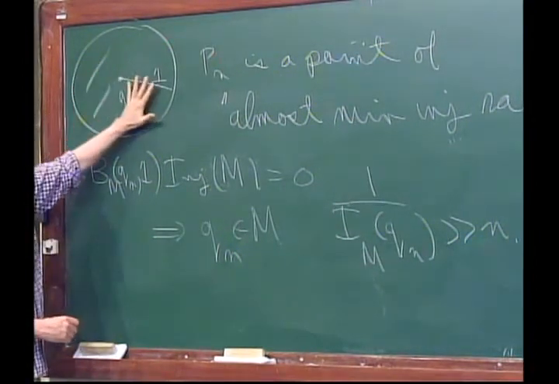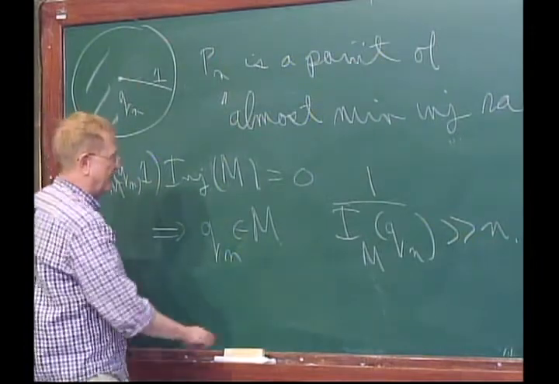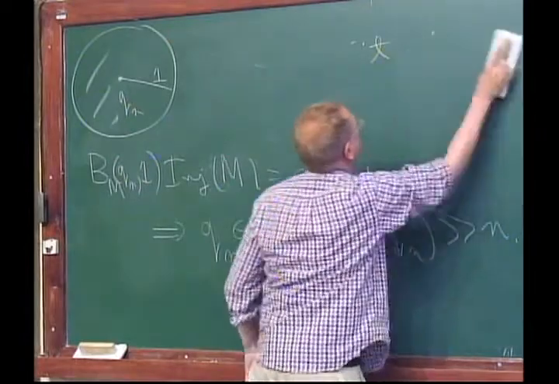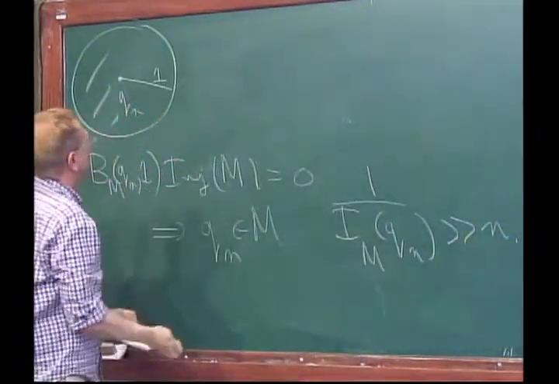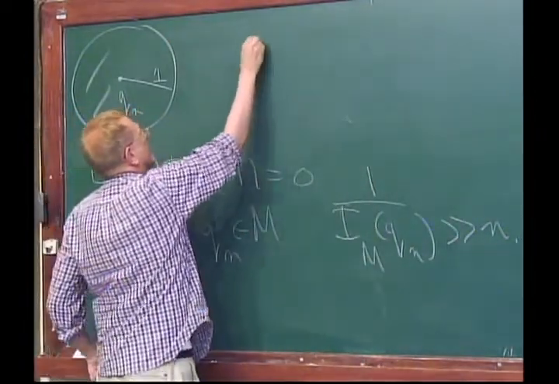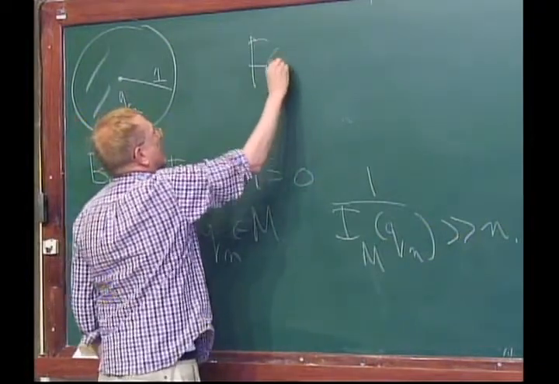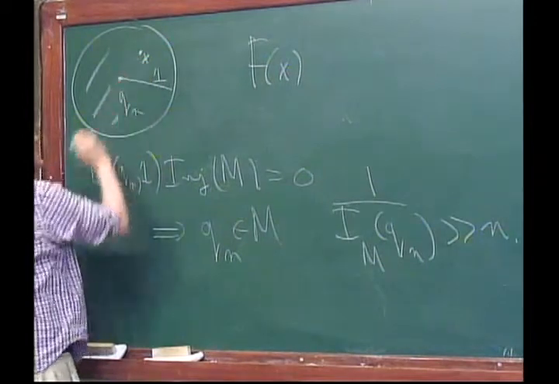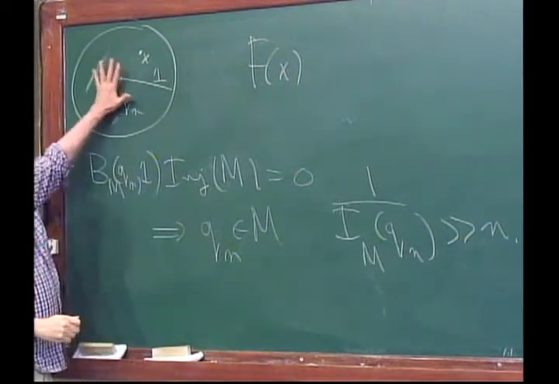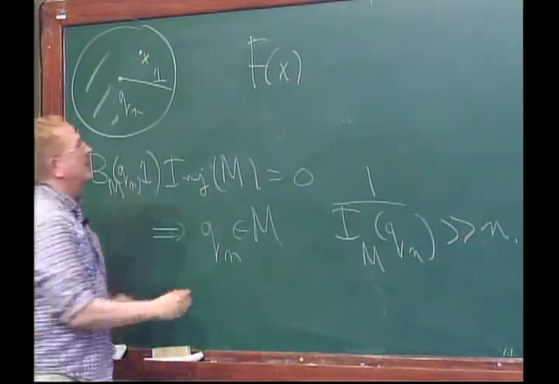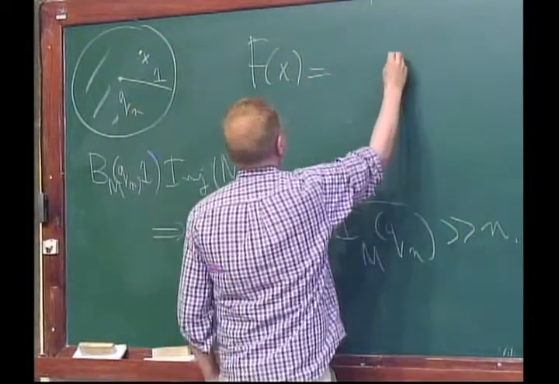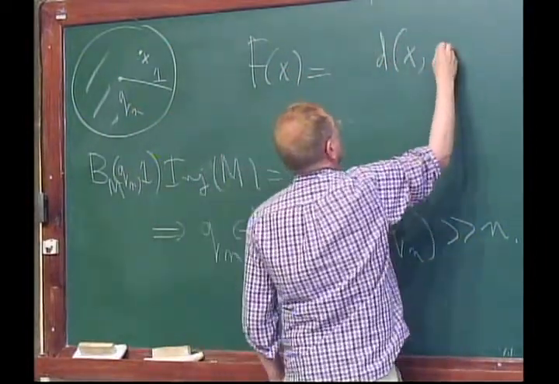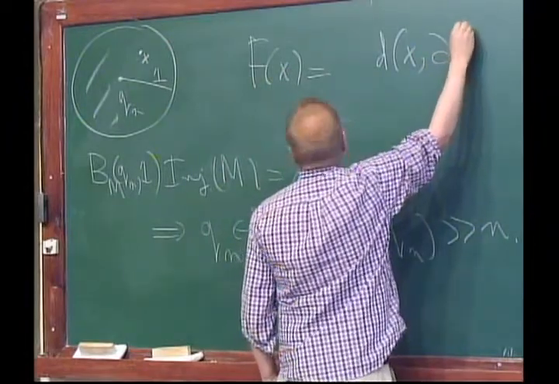Anyway, so I restrict to here, and I create the following function. So let me see. You write down the following function. Hope I can do this well. So function x. Okay. So you take a point x in this ball here, and I define the function to be the distance from x to the boundary of our ball.